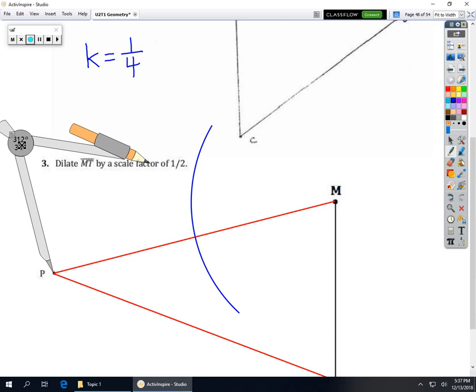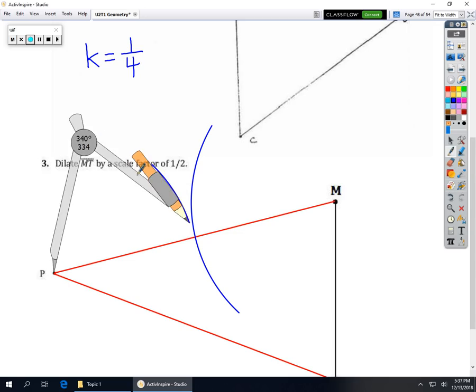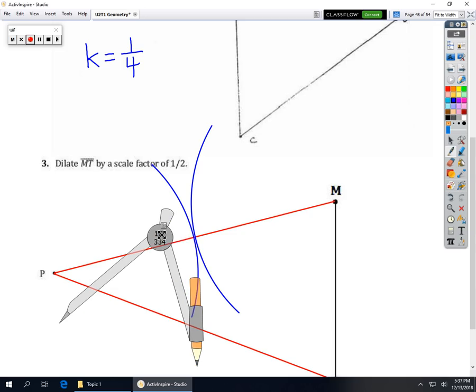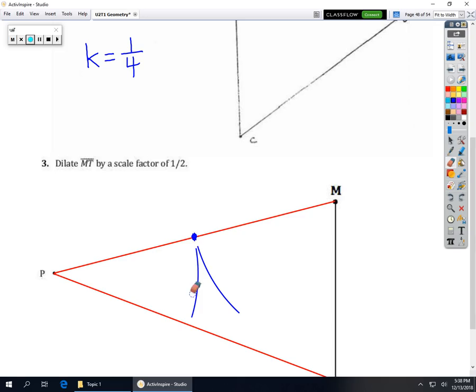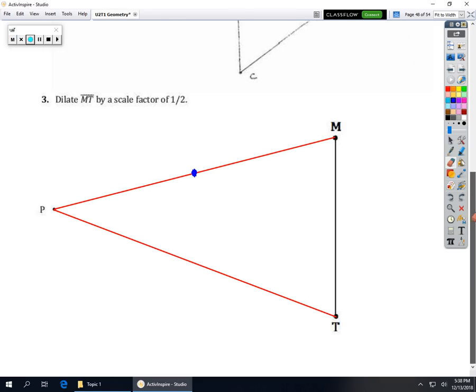So the perpendicular bisector wasn't properly done. As you can see, I didn't make my compass wide enough, but I can tell that the center point is going to be right there. Let's erase the compass markings here. And then I'll do it again here. Let's make it wider this time.